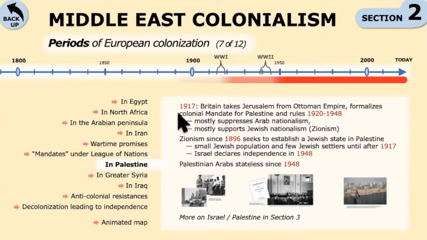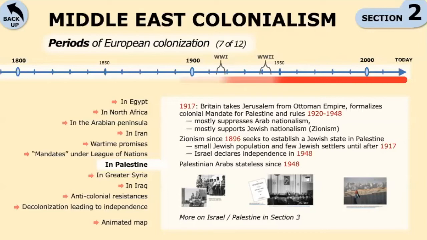Christmas, 1917. Britain takes Jerusalem from the Ottoman Empire. It was a major turning point in the war. This was the beginning of the British mandate for Palestine. From 1917 on, Britain would control the country right up until 1948. During this period of British colonial control, the British mostly suppressed Arab nationalism. Remember, all the people of the different mandates were demanding independence for this whole period. In the case of the Palestine Mandate, the Arabs were ultimately denied an independent Palestine.